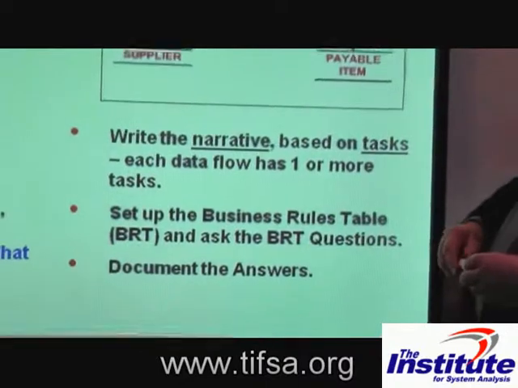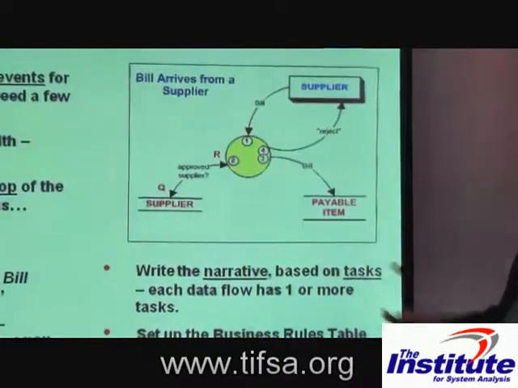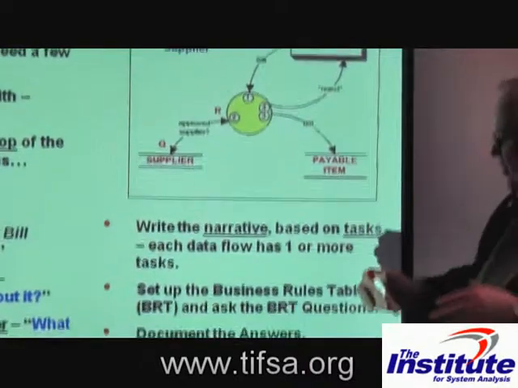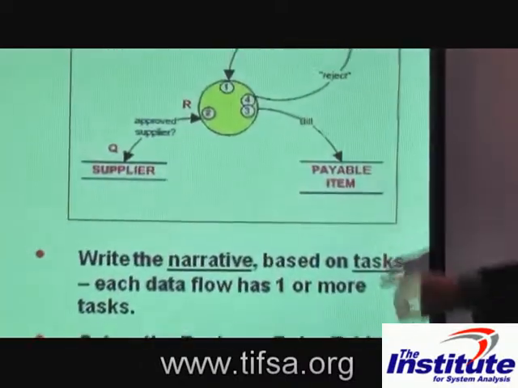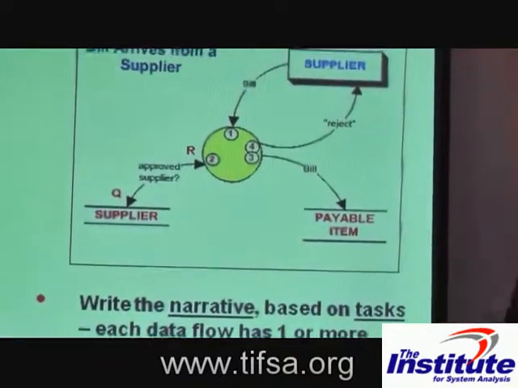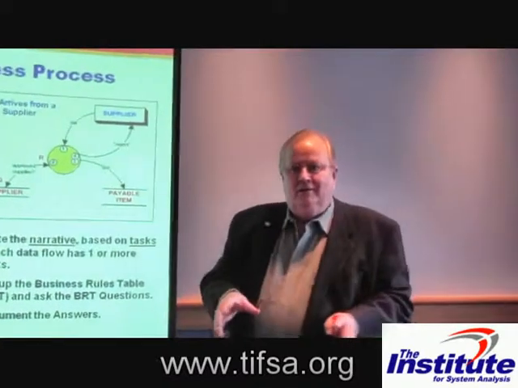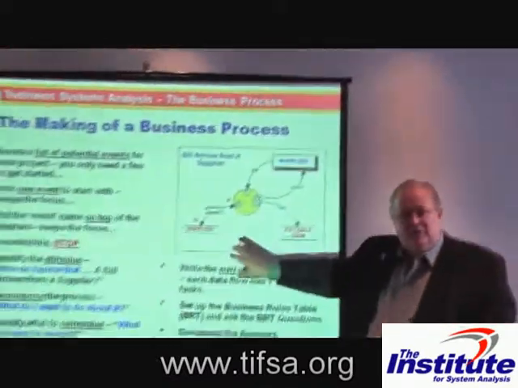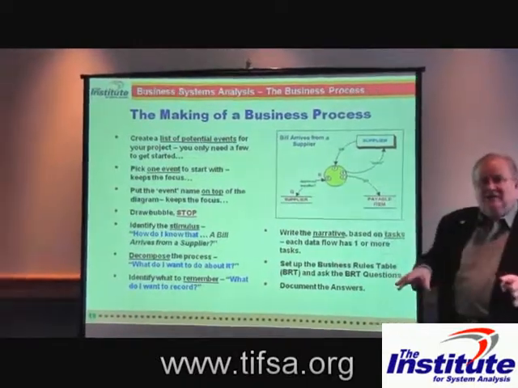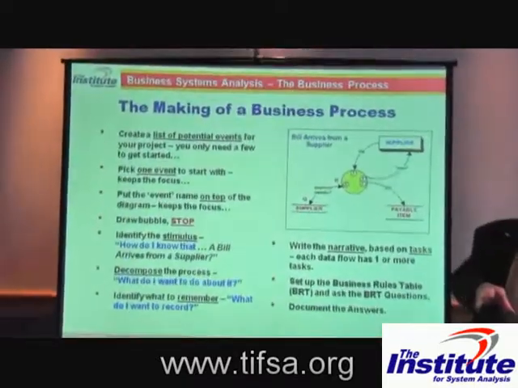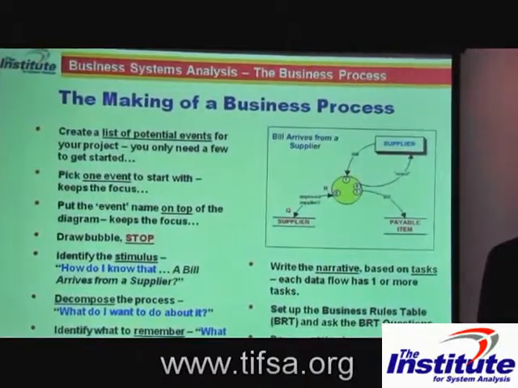The business rule table, in this case, will only have 2 objects, supplier and payable item. You do the table, you write up the rules under the appropriate object, document those answers, Bob's your uncle, we're all done. Keep this sheet, because this is a review of everything you have to do. Everything else is the details of what you've seen, what you've heard, and what you've read about this. Keep this sheet in front of you, and you'll do very, very well indeed.